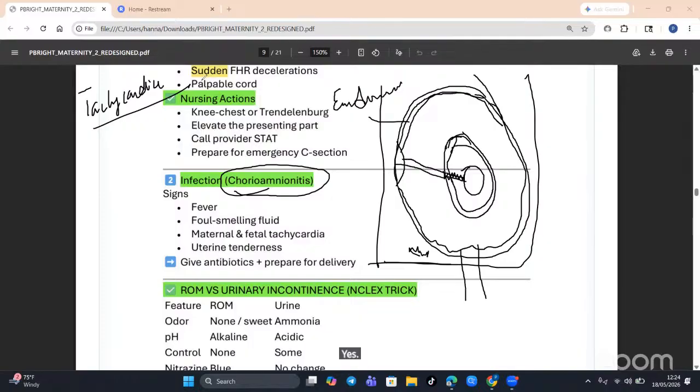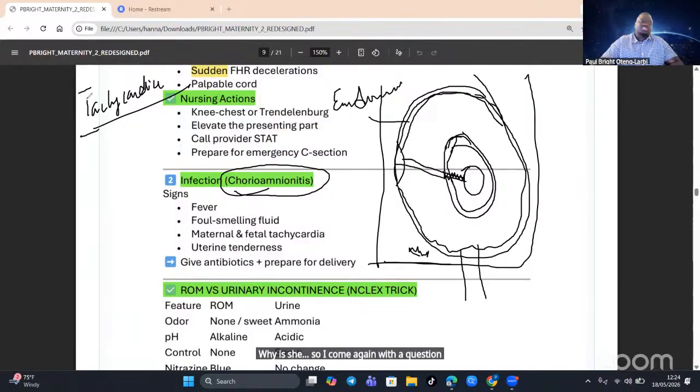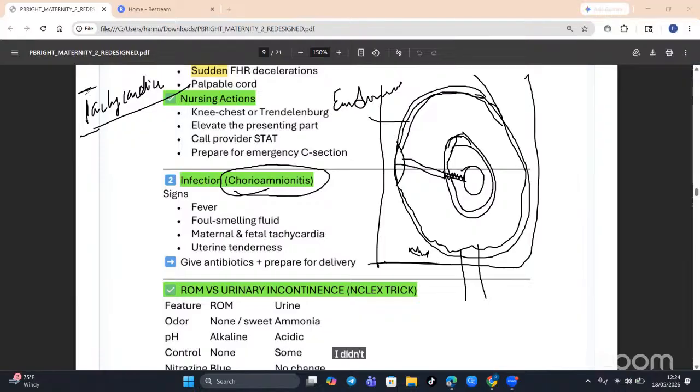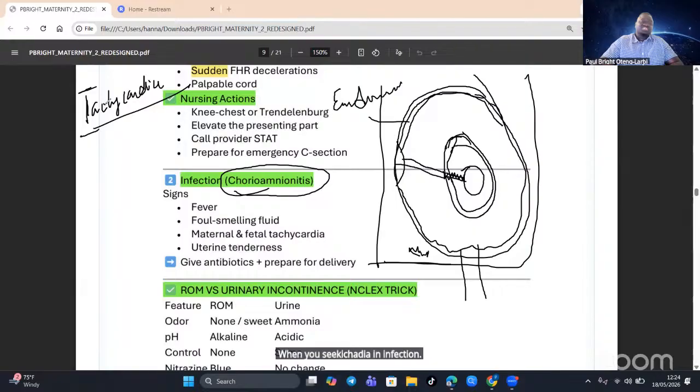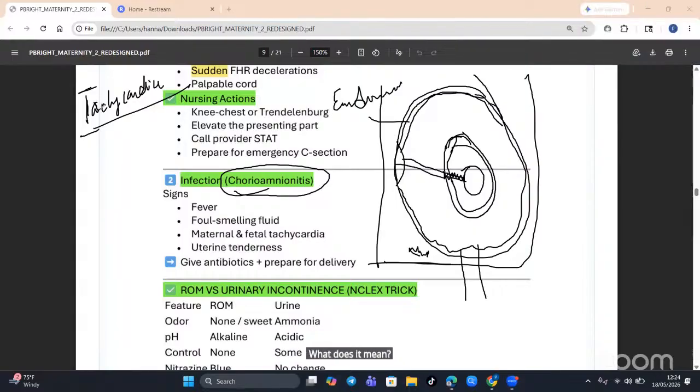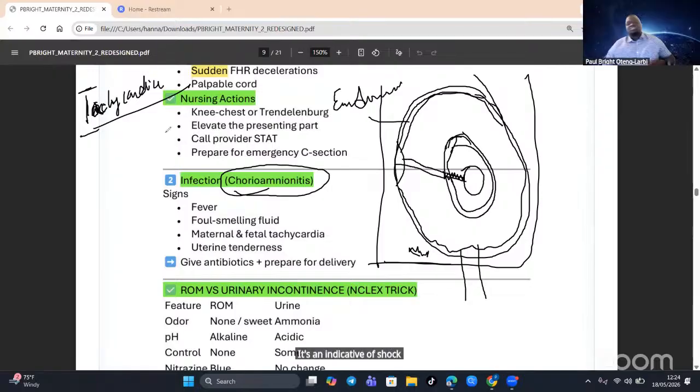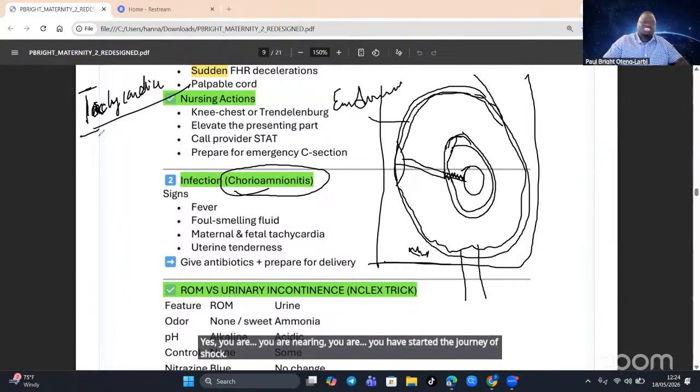So come again with the question. I didn't understand the question. When you see tachycardia and infection, what does it mean? It's indicative of shock. Yes, you have started the journey of shock. Okay, septic shock.